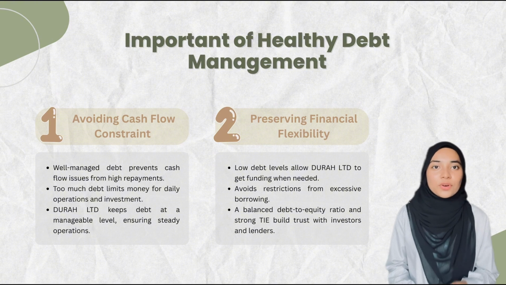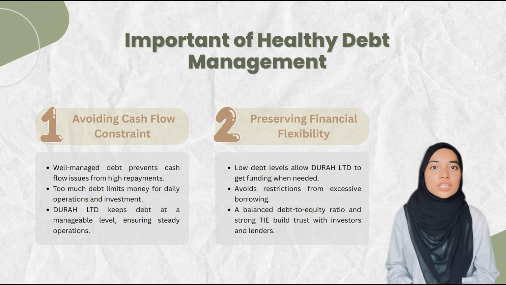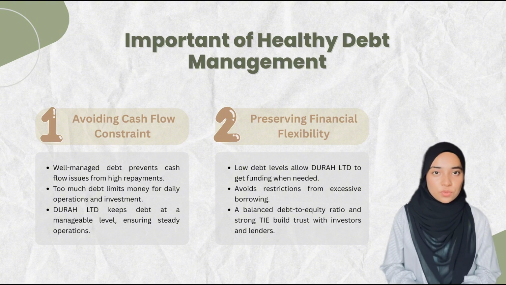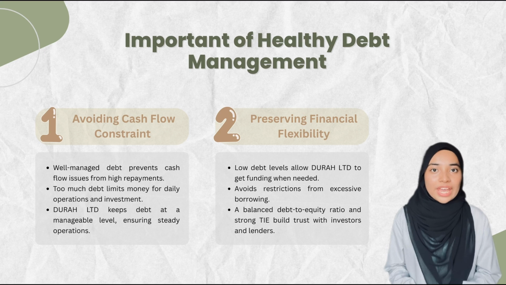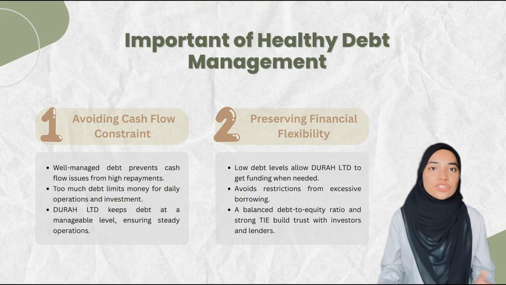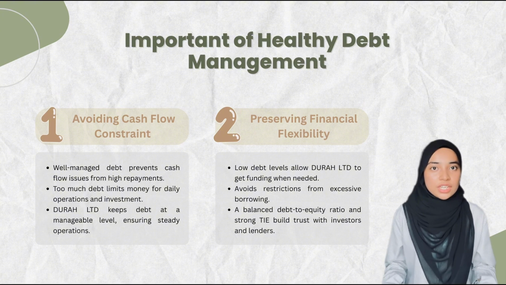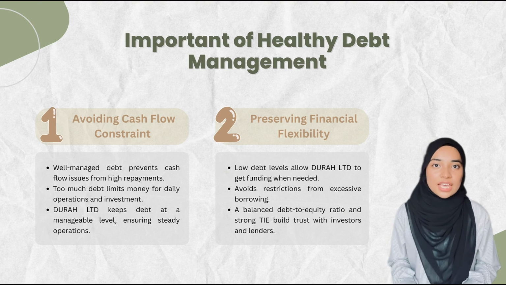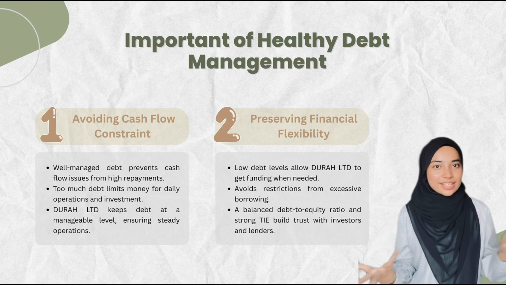In summary, DURAH LTD's debt management in 2024 is financially strong and well balanced. Only 37% of its assets are funded by debt. A 58% debt to equity ratio shows good leverage, and a TIE ratio of 12.67 times proves excellent interest coverage. This positions the company for long-term success, sustainability, and future growth. That's all from us.